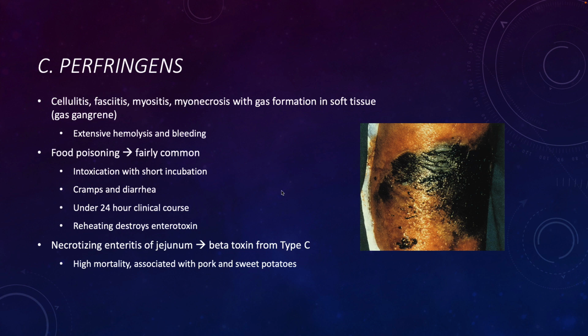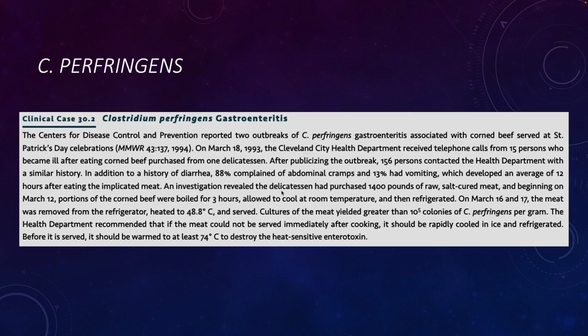However, because this is a microorganism that can sometimes form spores, if the spores get into the body, remember they can't be destroyed by heat. Spores are very, very resilient. You can have that necrotizing enteritis of the jejunum, which is mostly mediated by the beta toxin that's found in type C Clostridium perfringens. Very high mortality. And for whatever reason, it's associated with pork and sweet potatoes. I don't really like pork, but I do love sweet potatoes.